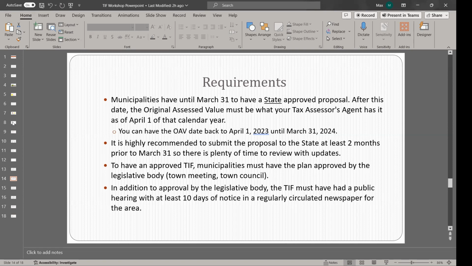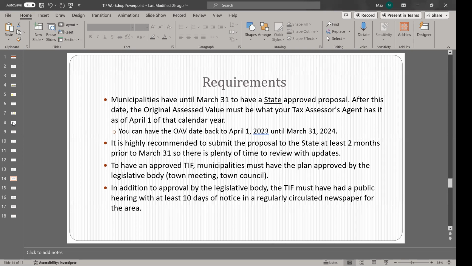To actually get it to the state for approval, municipalities must have a plan approved by the legislative body. For most of you listening tonight, I'm going to guess that that's your town meeting. However, if your charter dictates otherwise, it could be the town council or select board, but that depends on what each of your communities has it written as.